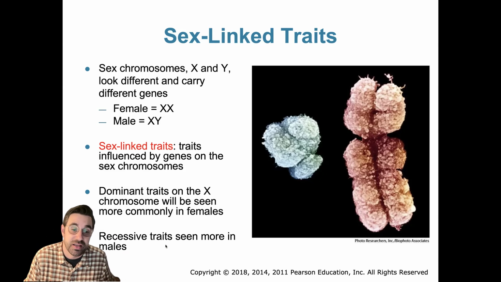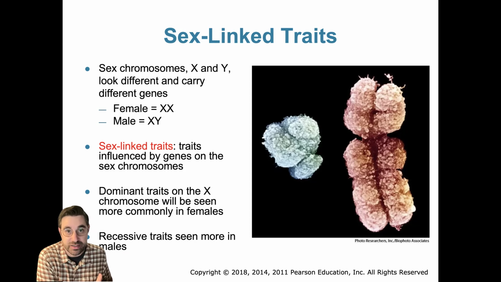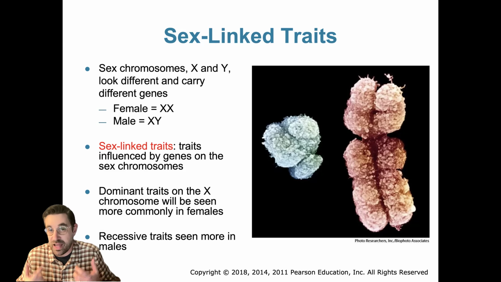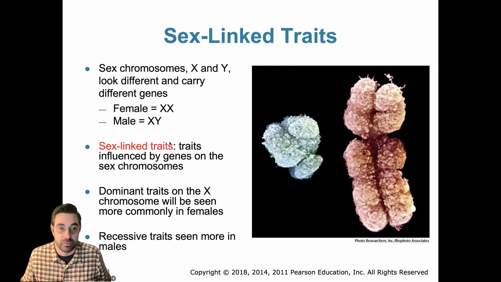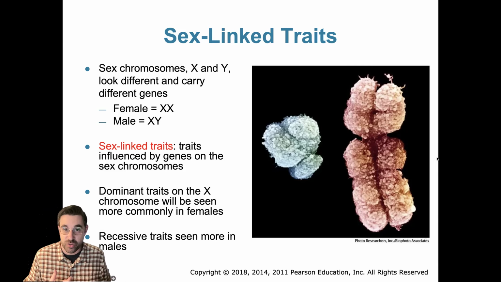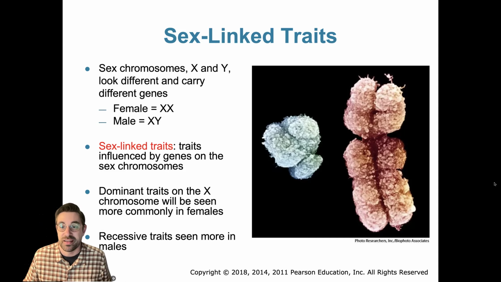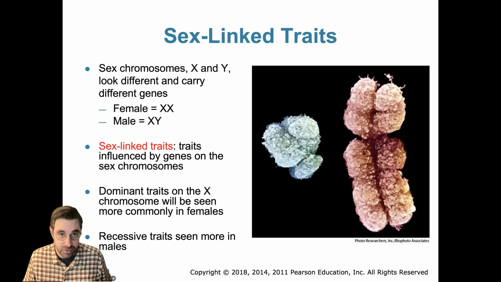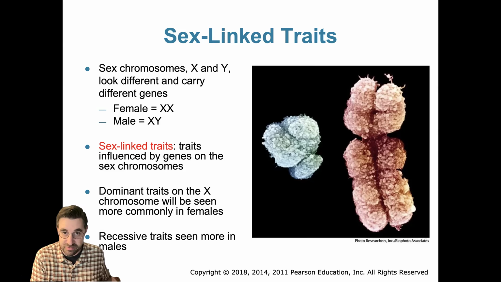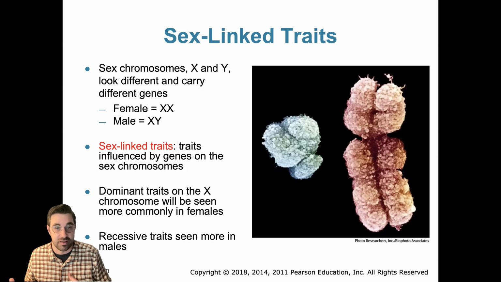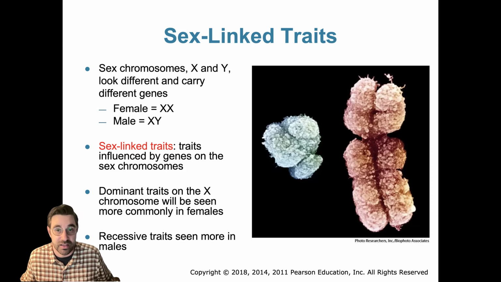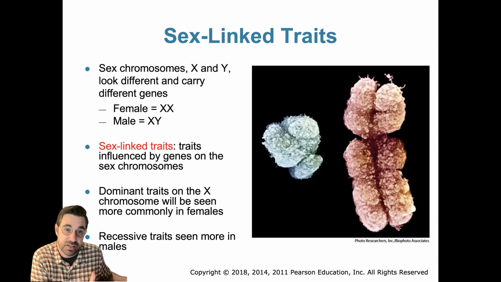And then it's the males that will show the recessive traits, and that's coming not from the Y chromosome that males have, it's coming from the X chromosome. Now, why are they showing the recessive trait? Because they only have one X chromosome, and if that X chromosome is recessive, there's no dominant allele to override it. So they'll be much more likely to show that trait phenotypically.